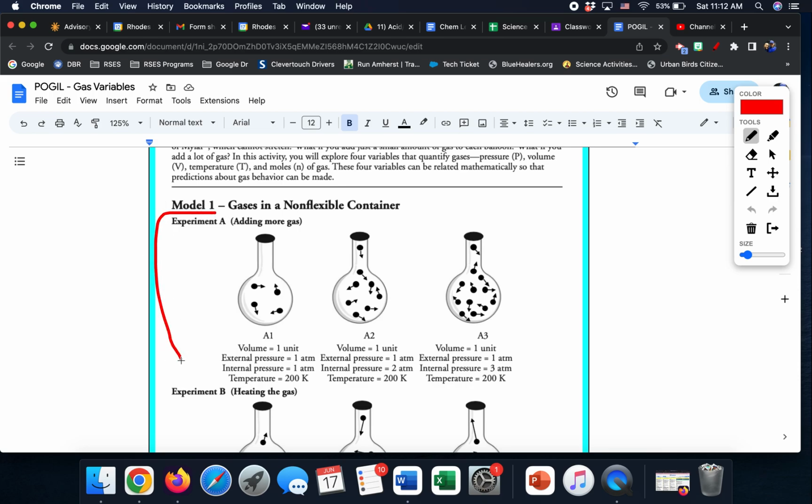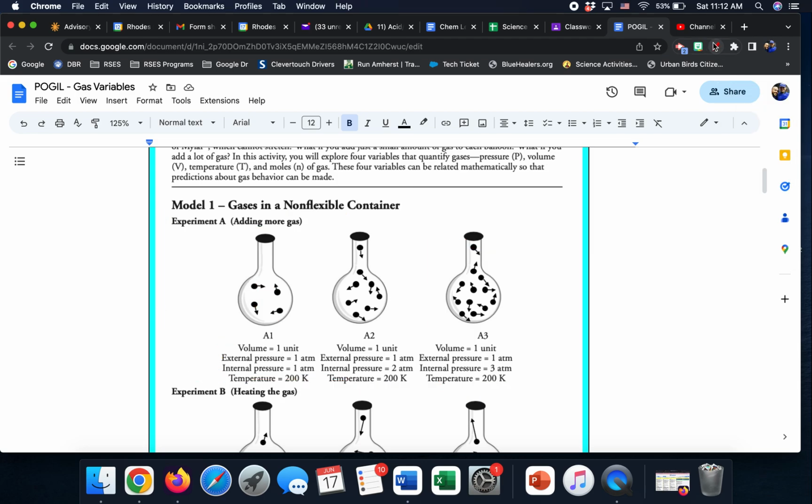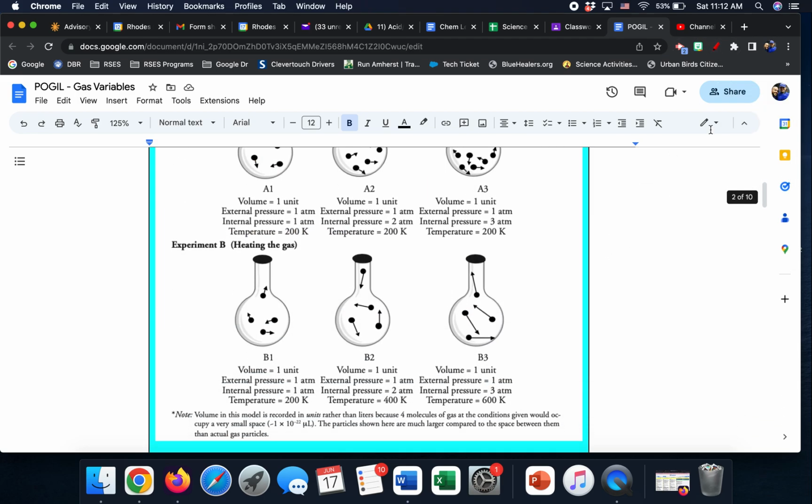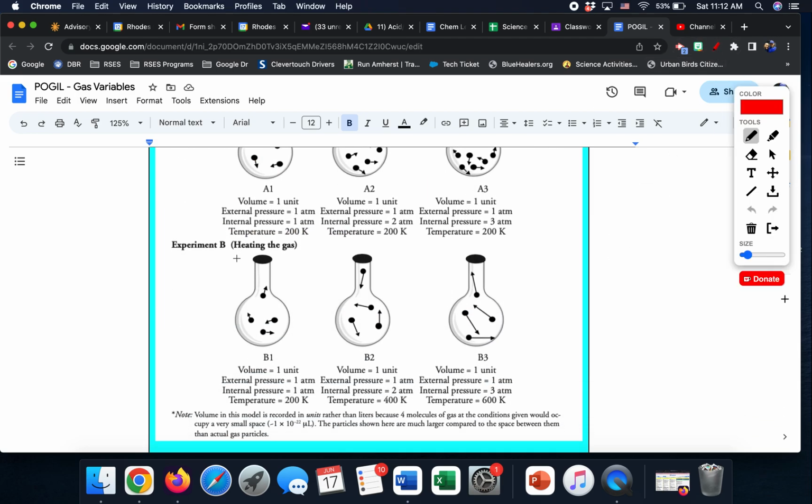Experiment A is just this top part, and it says what we're going to do is add more gas, and then look at what happens to the volume, the pressure outside, external, inside, and the temperature. Just see what happens. Each of these represents a gas molecule, and in this experiment, we're adding more gas into a non-flexible container. Experiment B says we're heating the gas.